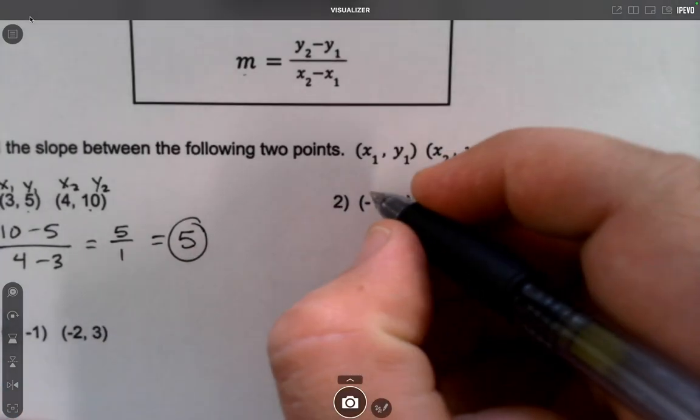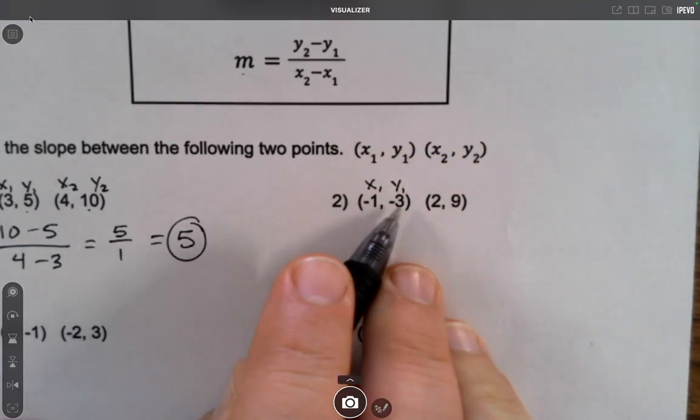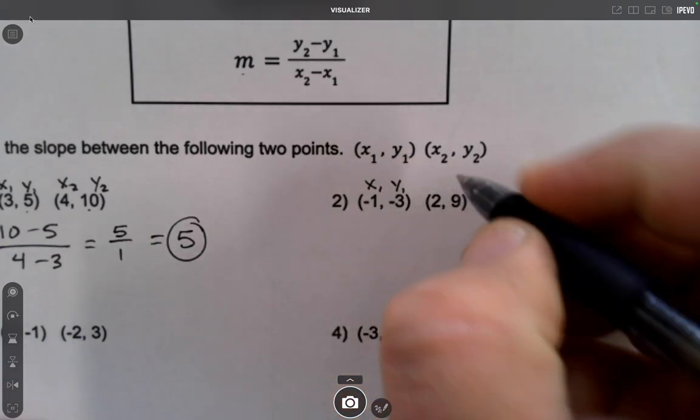Okay, so let's follow the same pattern here. This is our x1 and our y1, because that's the x value and the y value in our first point. This is x2 and y2, because that's the x and the y value in the second point.